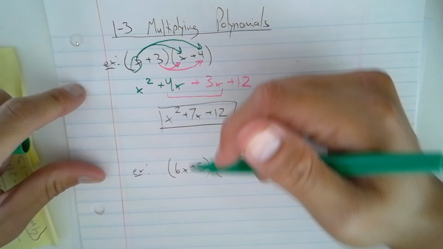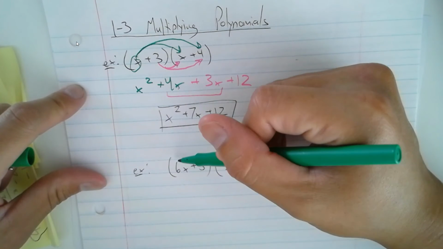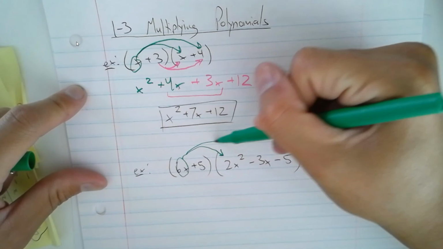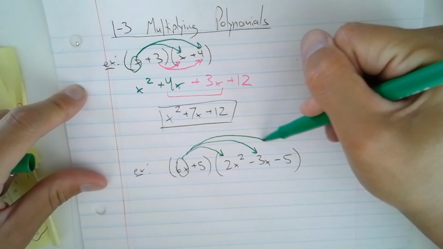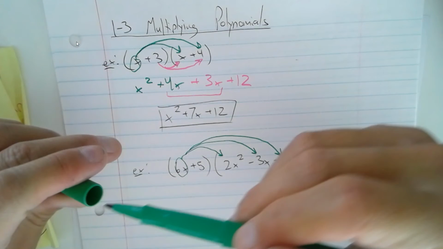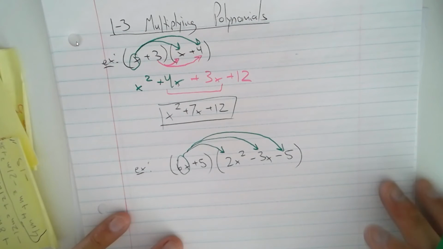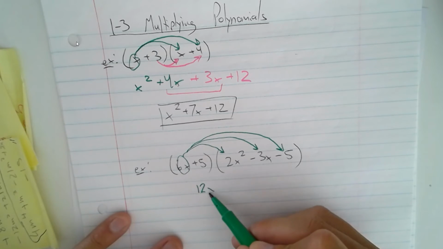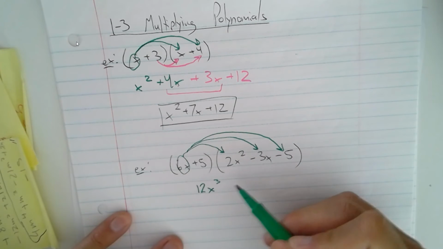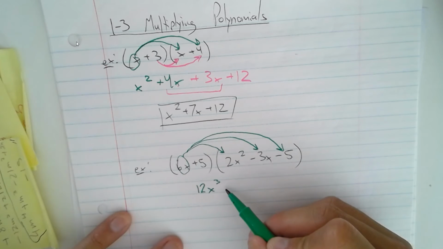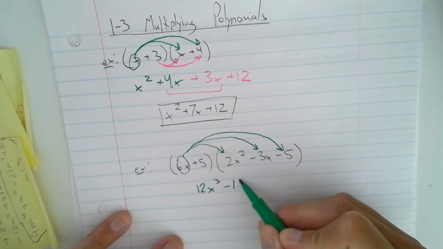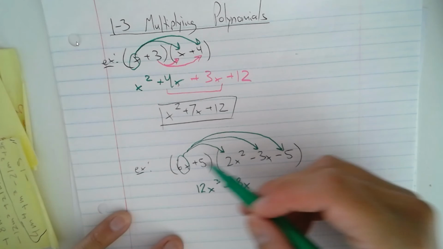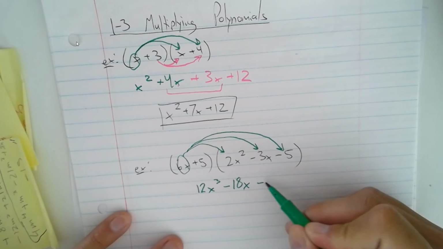It's very true. You take the 6x here, and you distribute it to literally every guy in the other parentheses. Nothing different, guys. I'll write that out in green. 6x times 2x squared would be 12x to what power, guys? 3. 6x times negative 3x is going to be minus 18x. 6x times minus 5 is going to be minus 30x.